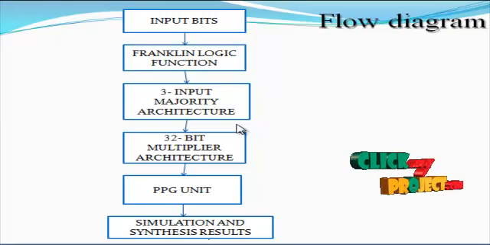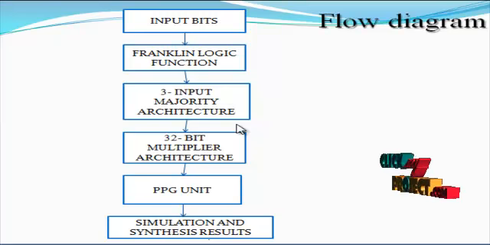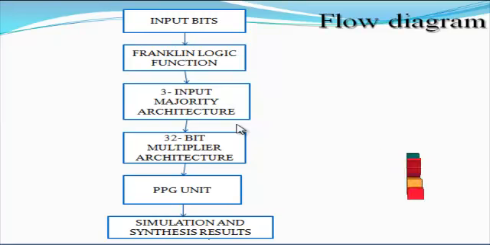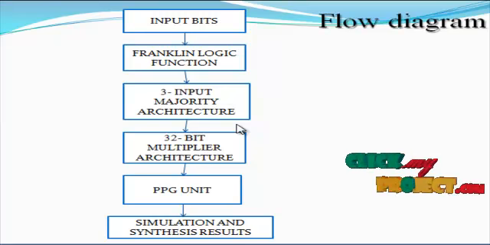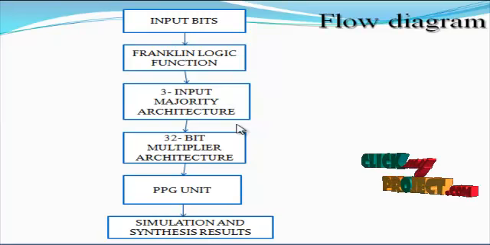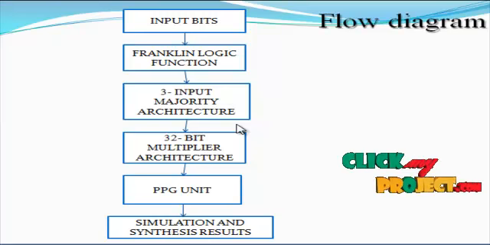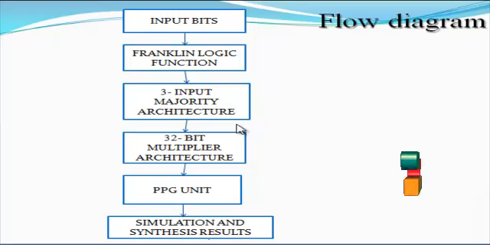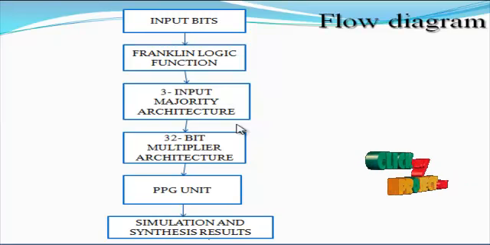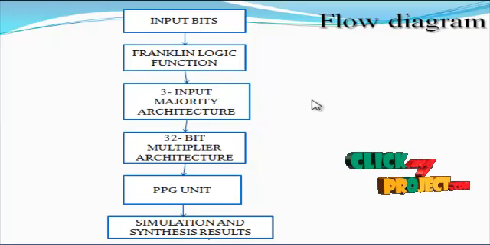Then we calculate the simulation and synthesis results. The synthesis results are mainly used to calculate the area and time allocation for the overall multiplying architecture, and the simulation results check that the circuit is correctly processing the multiplying results. Then we check the two results and implement the overall process. So we apply the input binary bits to the multiplicand and multiplier functions to produce the results, apply the partial product generation, and modify the architecture level using the Franklin logic function.